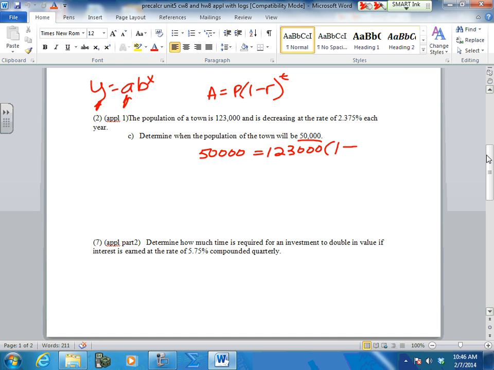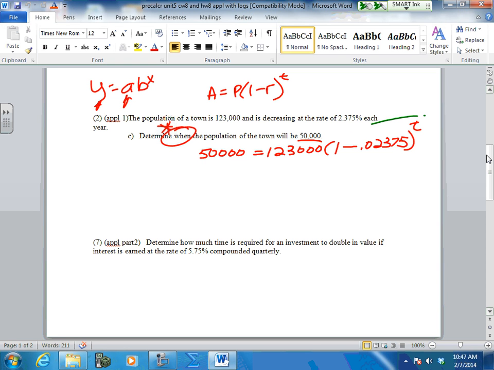We decreased it by this rate over time. We wanted to know when. When was this when our population decreased at about 2.3 something percent a year, and we would get to 50,000. So we graphed it. We saw a decreasing curve, and we saw the intersect for the line, and we found it with our intersect. Now we're going to solve it with your logs.